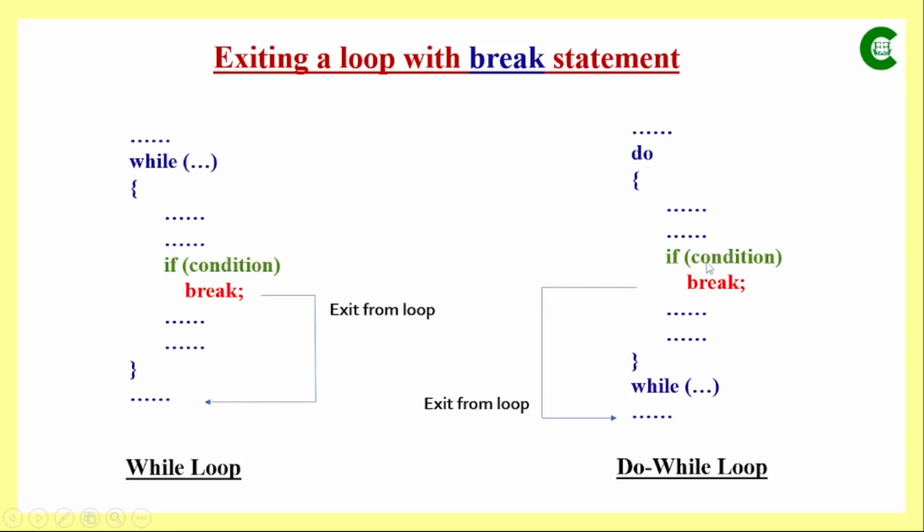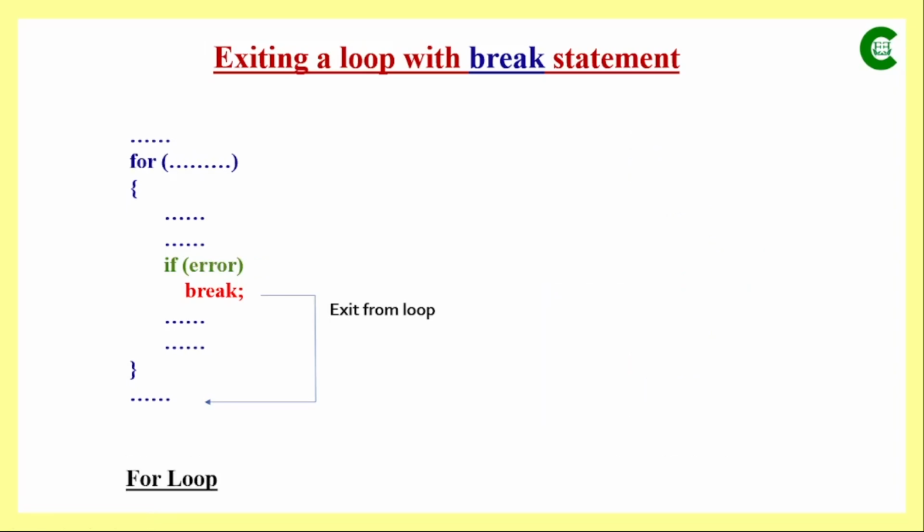So when this condition is satisfied, the program control will execute this break, and as per the logic of the break statement, the loop will be terminated, the control will exit the loop, and it will go to the statement that follows the while statement. So it will come here. This is the format of the for loop. Again the same concept, and here we have the break statement.